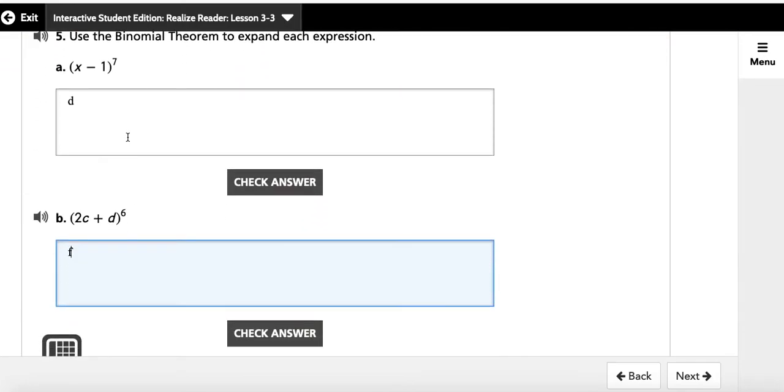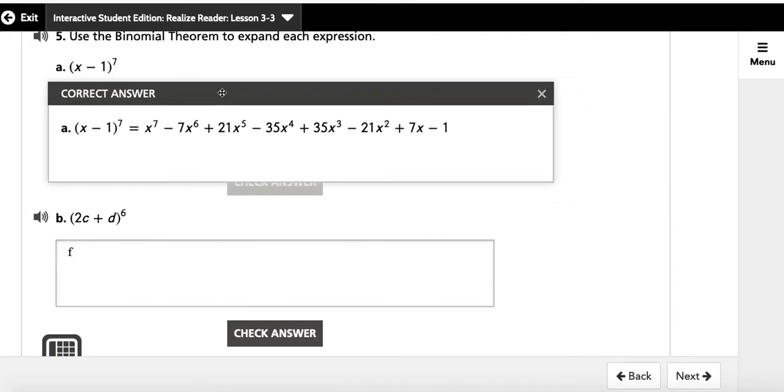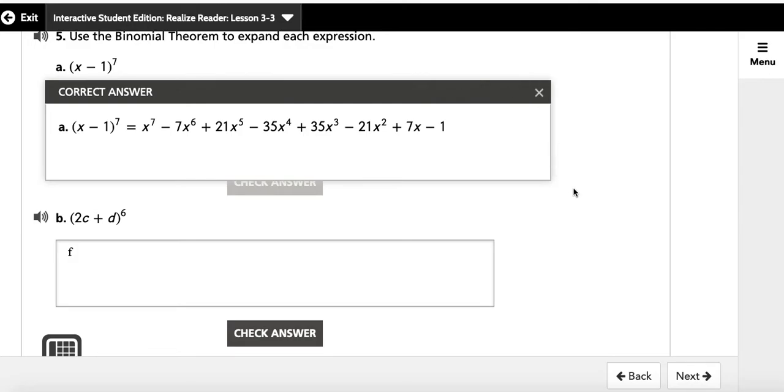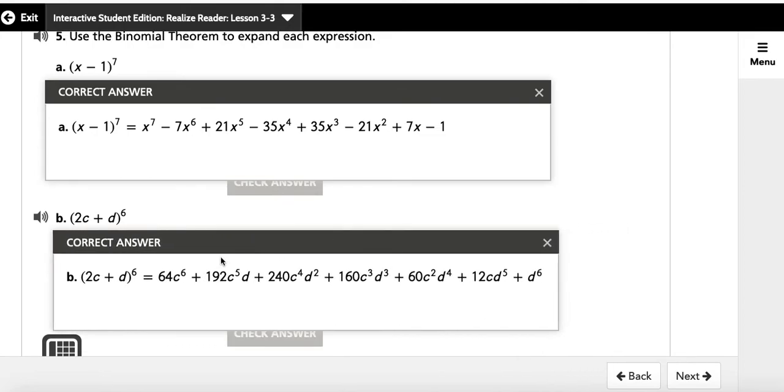I'm going to show the answers to this first one. X minus 1 to the 7th power ends up being like this. Okay, I'm not going to read all those, but this one has 2 as a coefficient, so that changes things up quite a bit. It's to the 6th power, and it also has variables here and here. The answer you should end up with is this big polynomial. Okay, I'll show you how to do both of these in a minute.